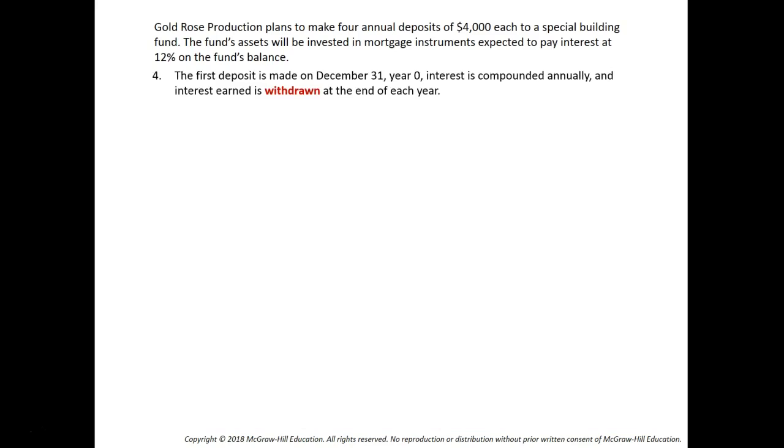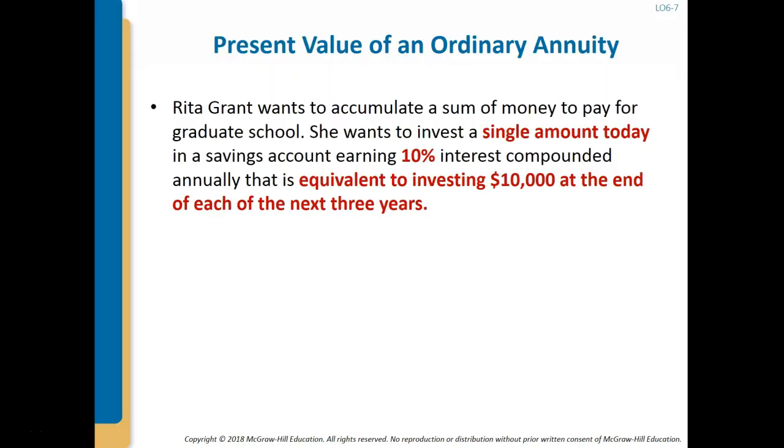Last, the first deposit is made on December 31st, year 0. Interest is compounded annually, and interest earned is withdrawn at the end of each year. Well, in this scenario, we've got 4 payments, which total $16,000. There is no interest that's going to be compounded because we're taking it out. Therefore, all we've got are the investments to come up with our figure.